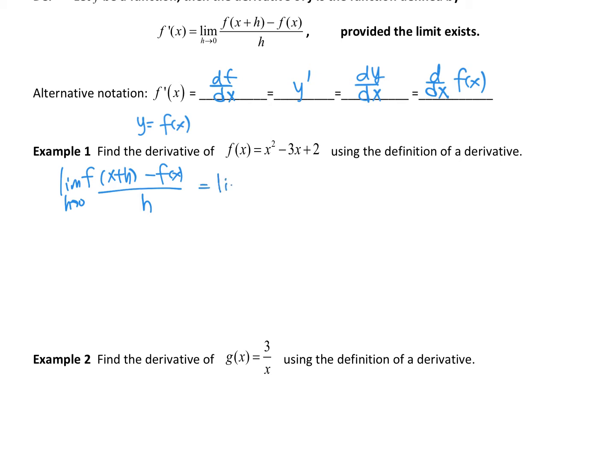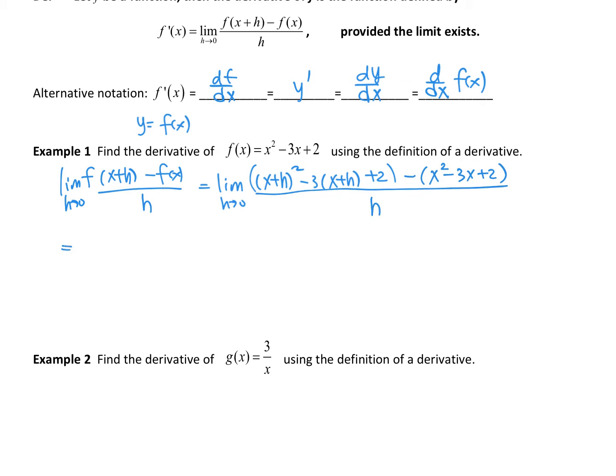So how does that work? Limit as h goes to 0. That's x plus h squared minus 3 times x plus h, plus 2. So that's the first part: x plus h squared, 3 times x plus h, and then 2. And the second part is minus f of x. So minus x squared minus 3x plus 2, all over h.